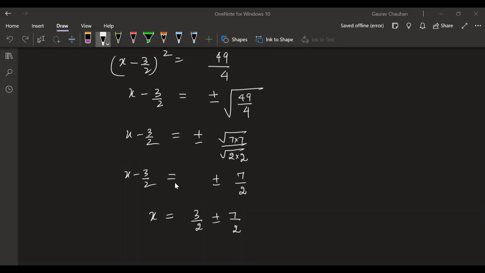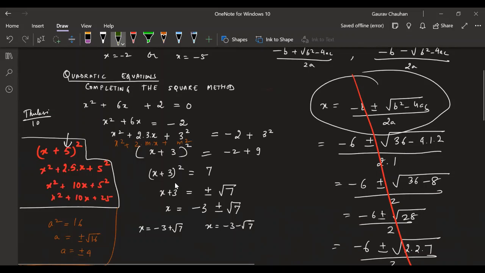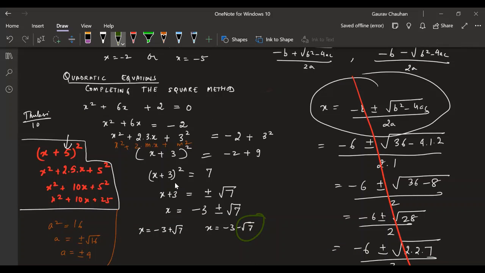So I was saying, now you cannot leave the answer like that. Here we left because there is an irrational number. I don't know how to add rational and irrational numbers. Okay, I don't know that. That's why we are leaving it here. Here I can add and subtract.